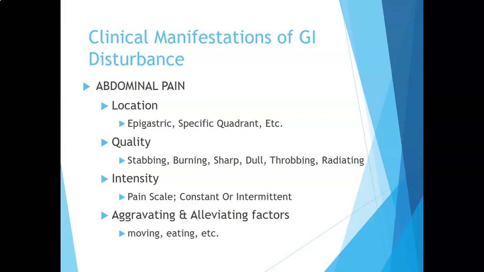We want to know the quality of it. Is it stabbing, burning, dull or sharp, throbbing? Does it radiate anywhere? Sometimes gallbladder pain can radiate to the right shoulder. I don't know why. That's just where it goes. It's something to do with the nerves that innervate that particular part of the abdomen. We want to ask about intensity, so give them a pain scale, 0 to 10. Is it constant or intermittent? And then aggravating and alleviating factors. Does moving make it better or worse? Does eating make it better or worse? Pretty much anything that they can relate to making their stomach or abdomen feel better or worse is important. It'll be a clue for later.